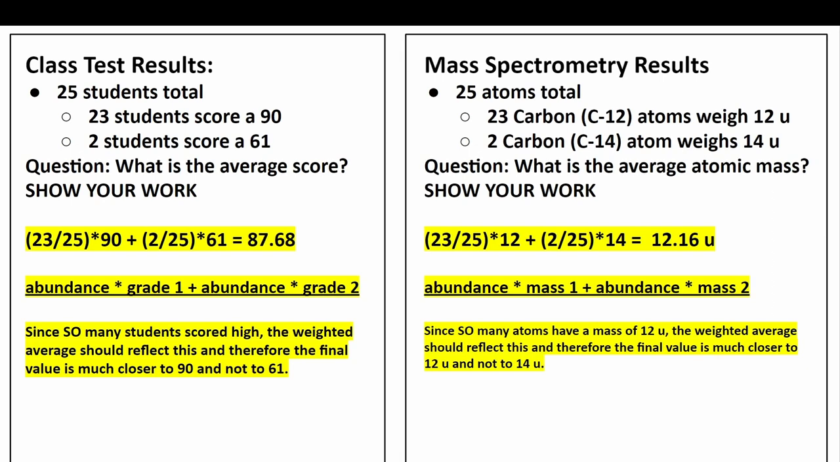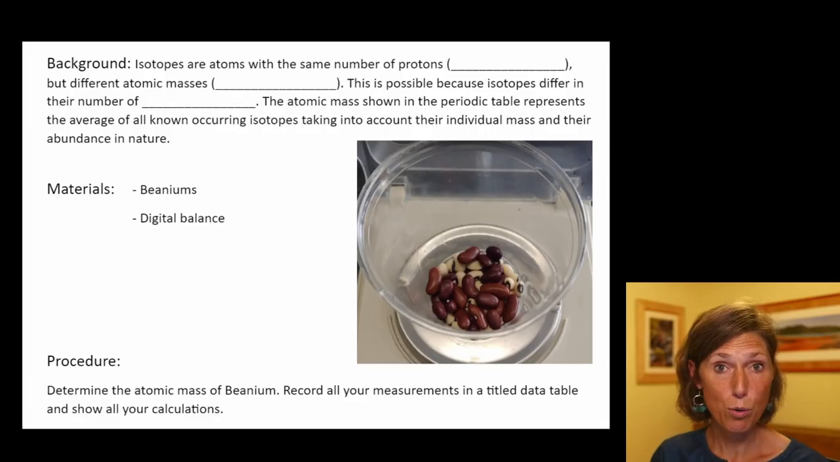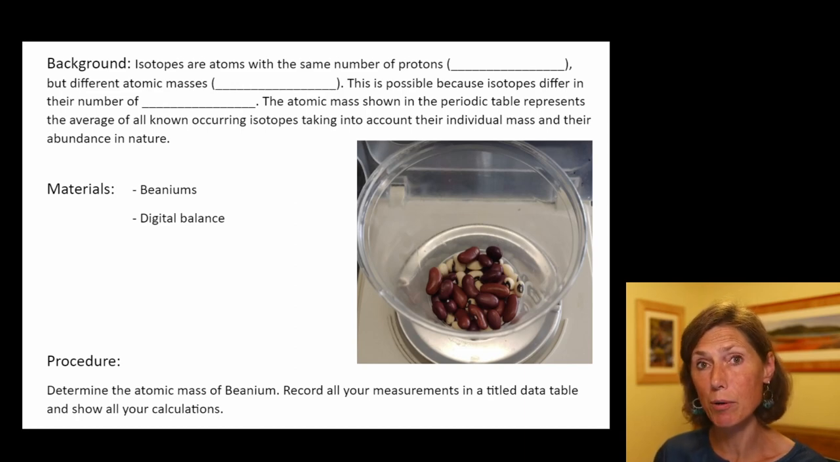I leave this slide up on my screen, and then I send my students over to the lab tables to actually figure it out with the bag of beans that I gave them. The only instructions that they're getting from me is determine the atomic mass of the mock element beanium. Record all your measurements in a tidy data table, so they have to construct the table, and show all your calculations. I'm being honest, many of them were struggling.